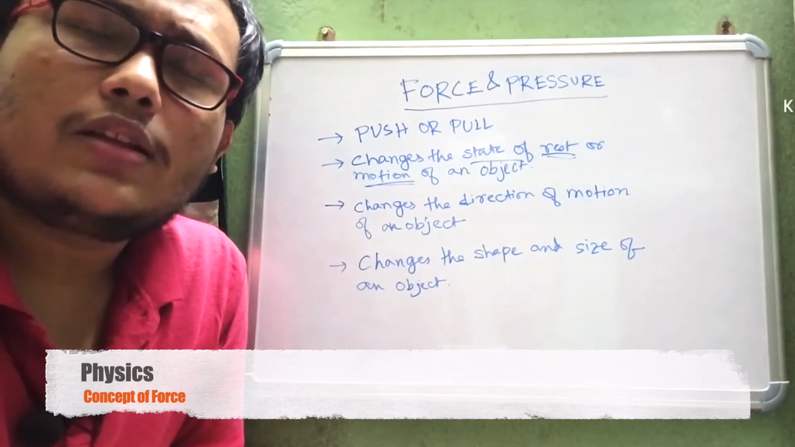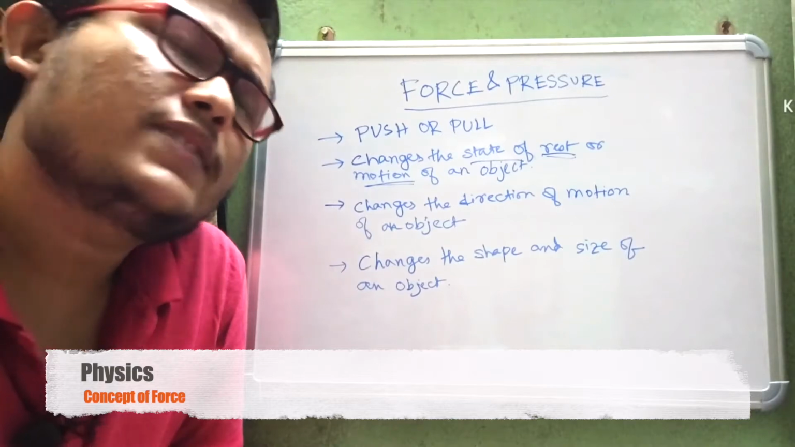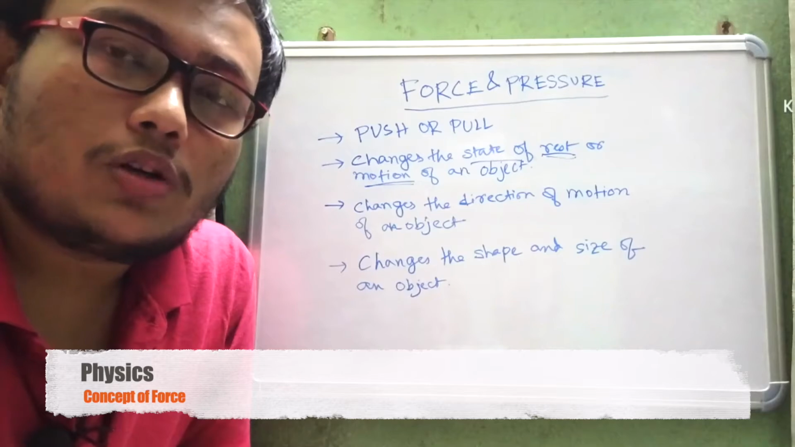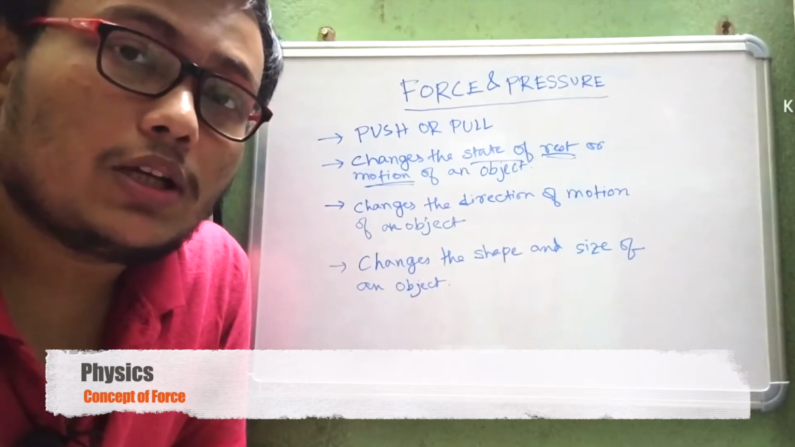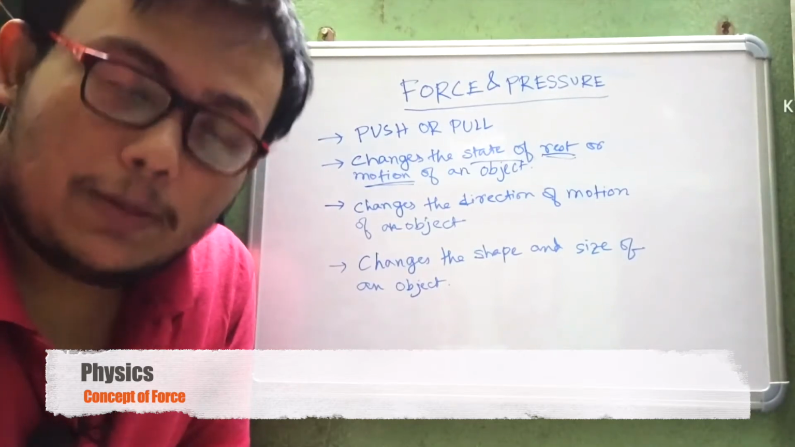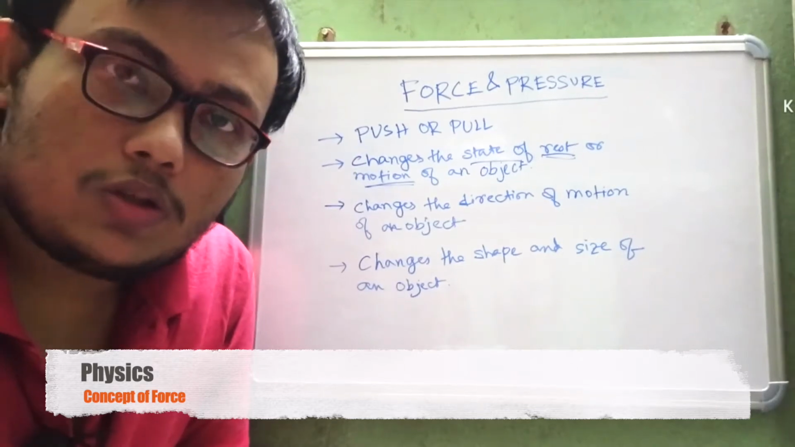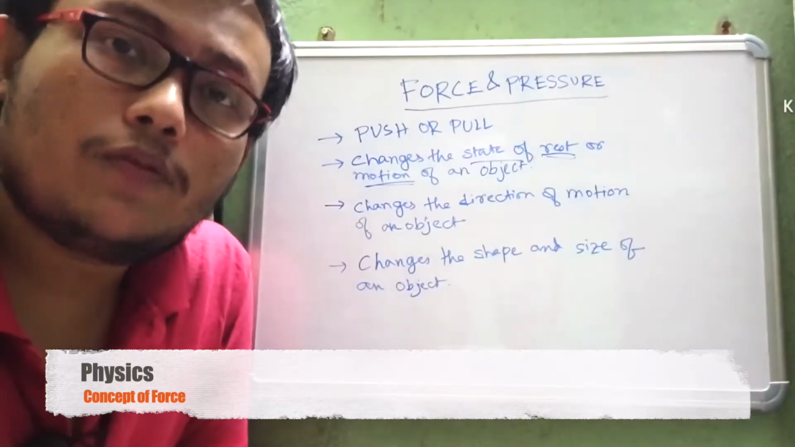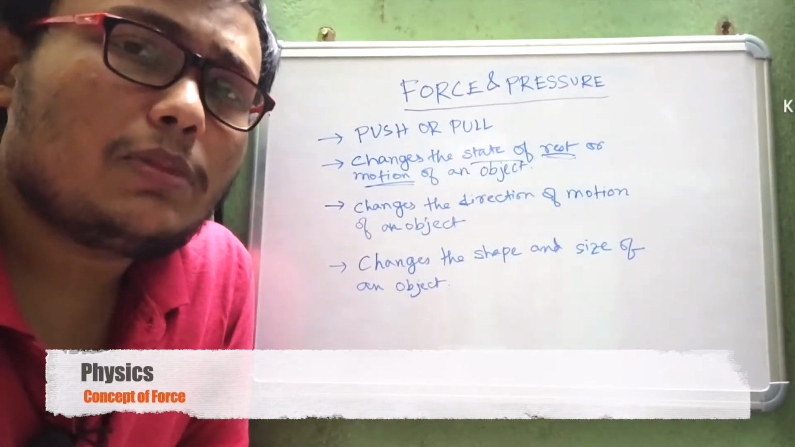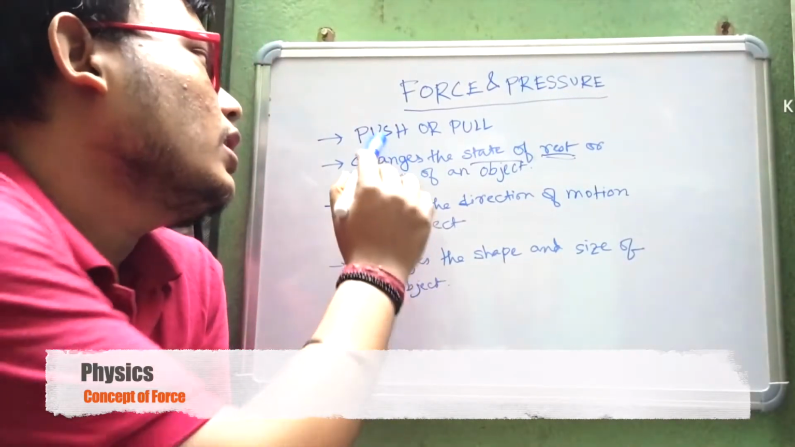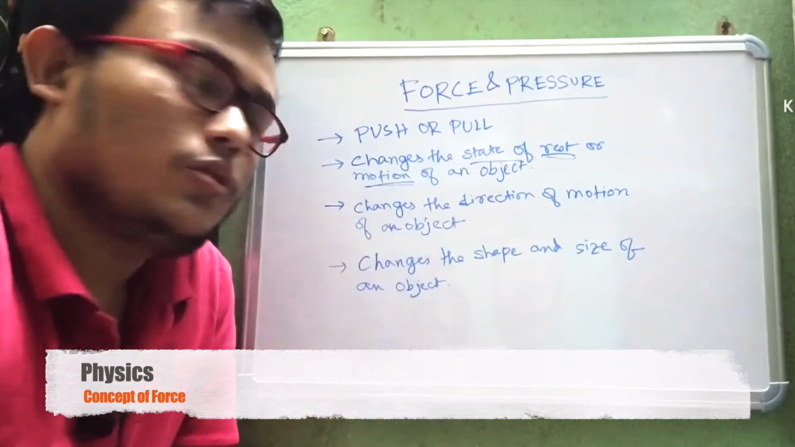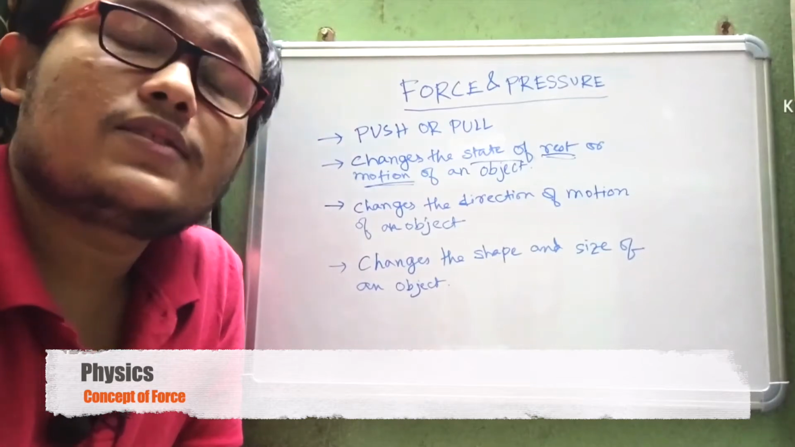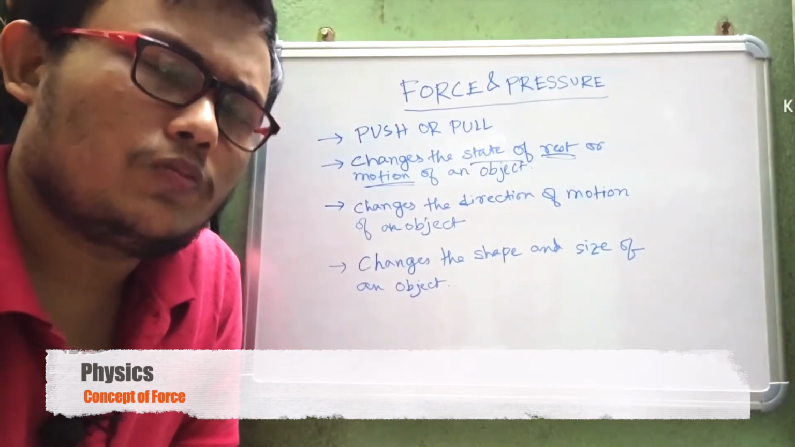So when I say that I have applied a force, what do I mean? Let's take an instance. I'm pulling a bucket of water from the well. So what am I actually doing? I'm actually applying force and pulling the bucket. If I push one of my friends, what am I doing? I'm actually applying force. So force can be described in simple terms as a push or a pull. It can also be described as a cause which changes the state of rest or motion of an object.